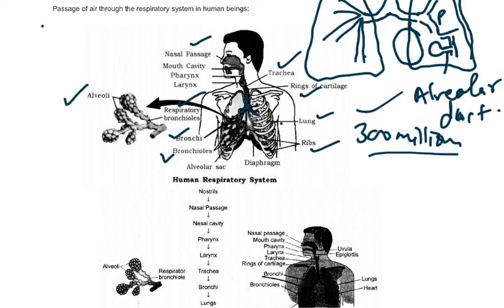Now this is the passage followed: nasal nostrils, that is the opening, the nasal passage, then the nasal cavity. The nasal cavity opens into the pharynx, the pharynx leads into the larynx, trachea, and bronchi, and the bronchi enter the lungs, where they further divide into primary, secondary, and tertiary bronchi. These lead into alveolar ducts, and alveolar ducts open into a sac known as an alveolar sac.